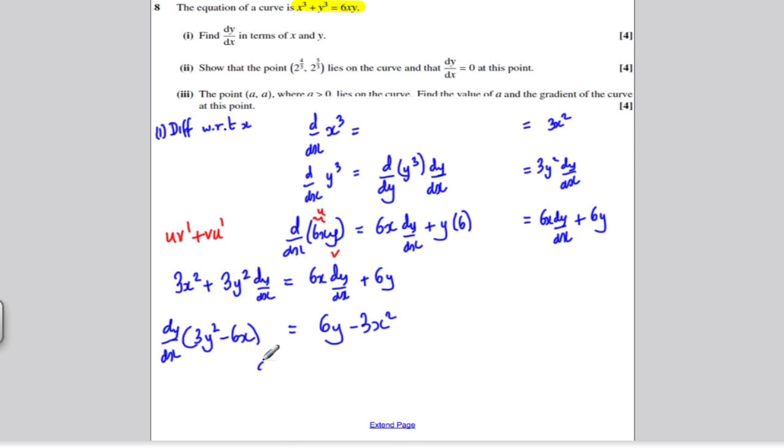Then making dy by dx the subject of the formula, dy by dx would therefore equal 6y minus 3x squared, all divided by 3y squared minus 6x. So we've got dy by dx in terms of x and y as required.